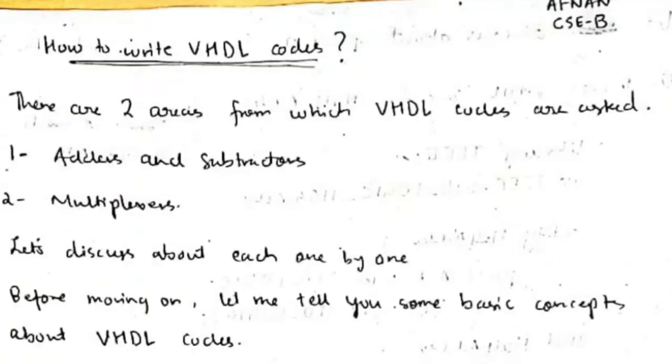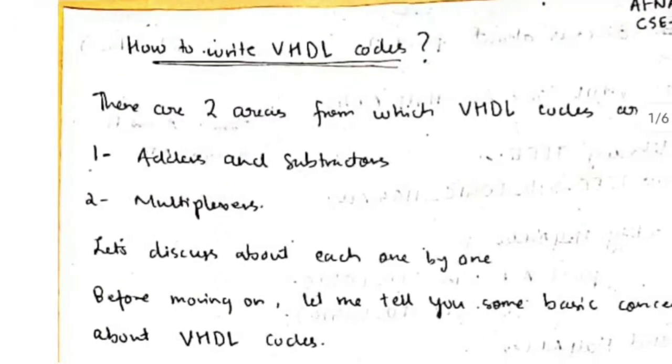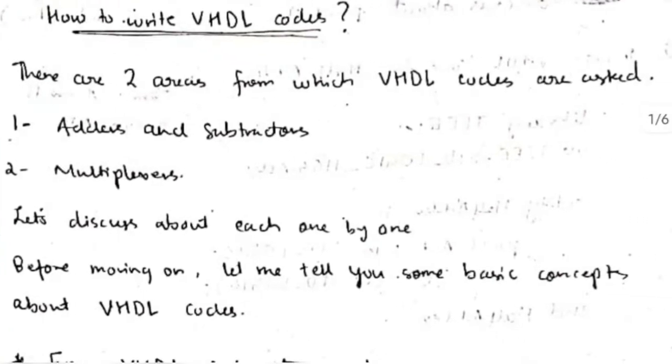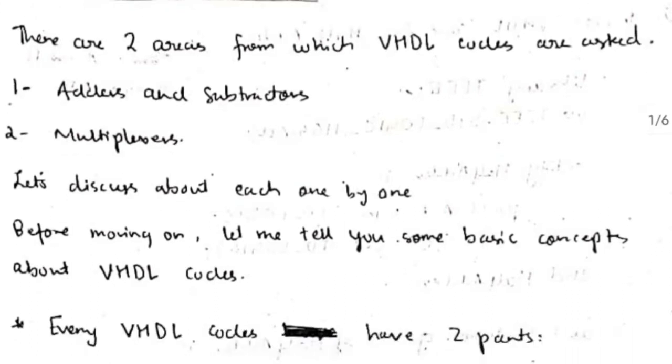Hello everyone, today in this video I will be discussing something about VHDL codes. What is a VHDL code and how to write the VHDL codes which are being asked in exam, that we will be discussing in this video. For each VHDL code we have two parts. The questions are asked from adders and subtractors and from the multiplexers, and for information, VHDL codes is in module 4. Now let's discuss how to write the VHDL code.